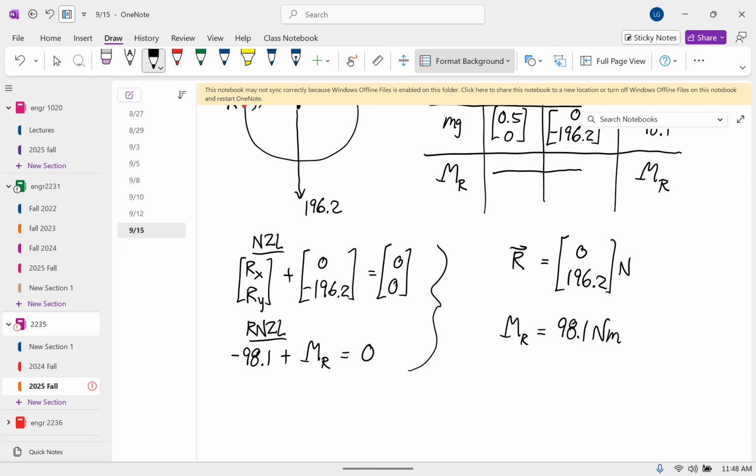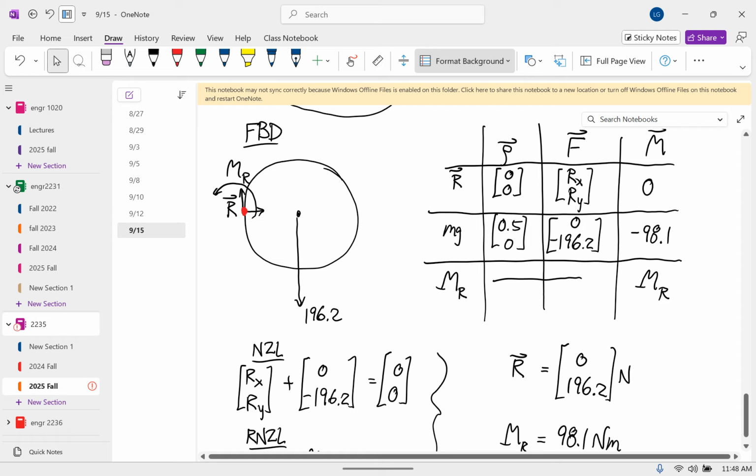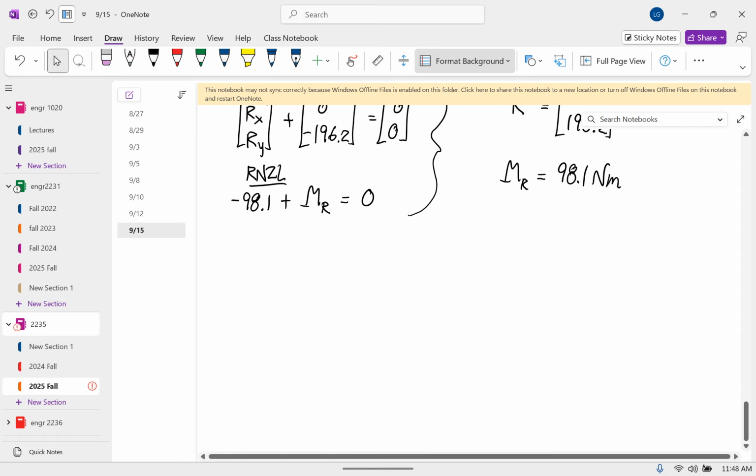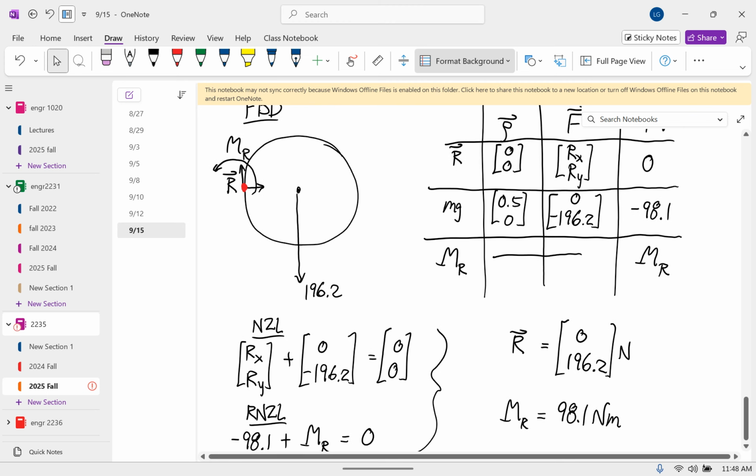Okay. Does it make sense that for this to be in static equilibrium, what we got is a positive moment there? Does it make sense that you would have to apply a counterclockwise moment to keep this in static equilibrium? Think of the about point here. The weight is trying to make this rotate around the about point clockwise. And so to keep it from doing that rotation, this thing has to apply a moment that's counterclockwise. So yeah, that makes sense.